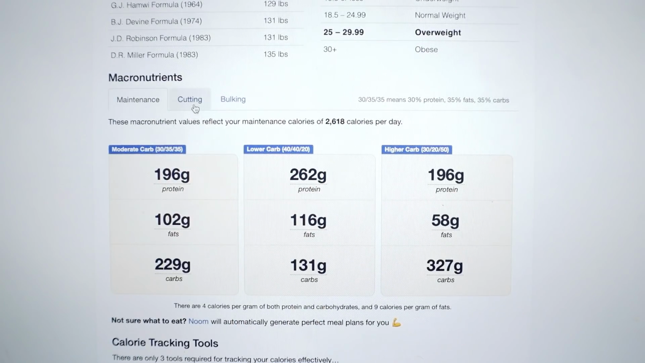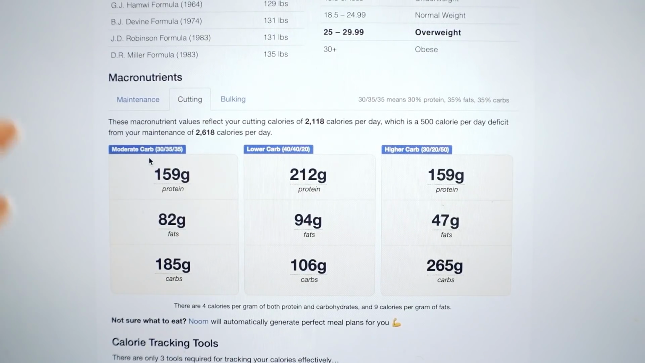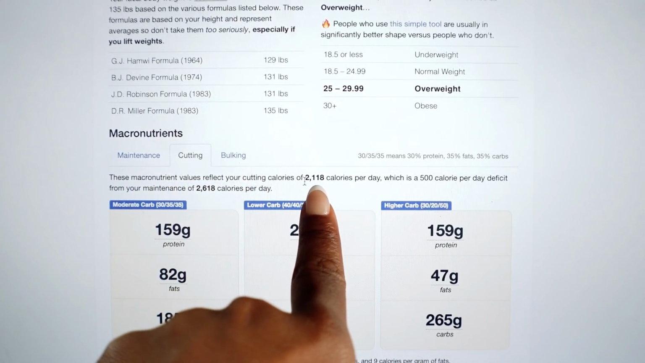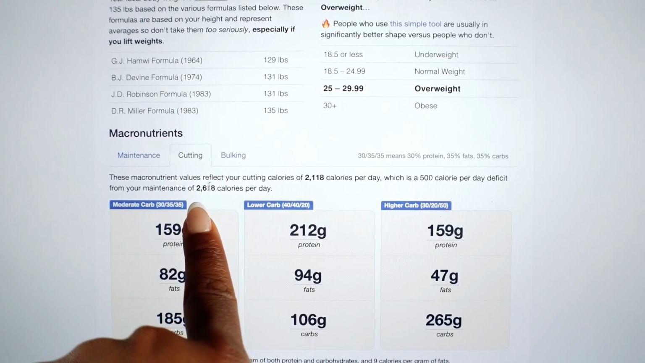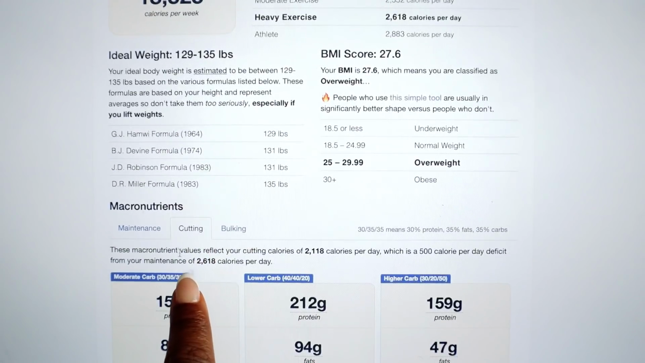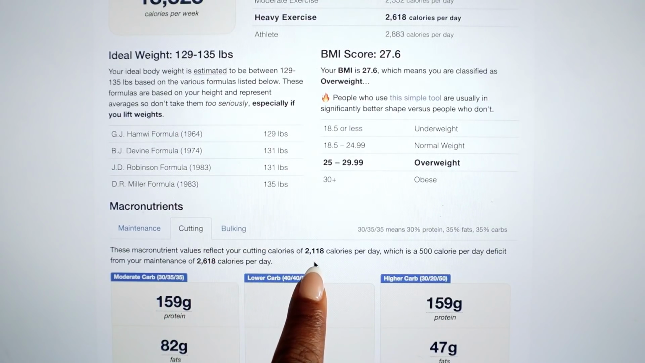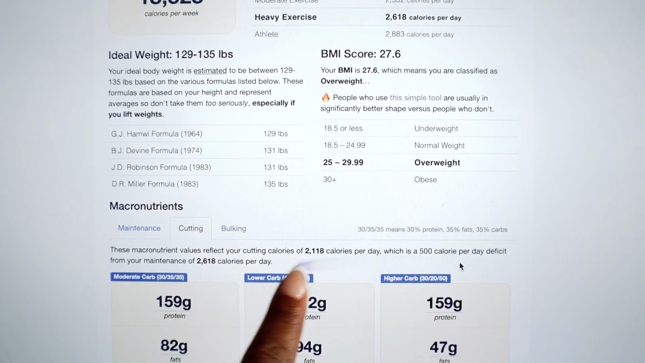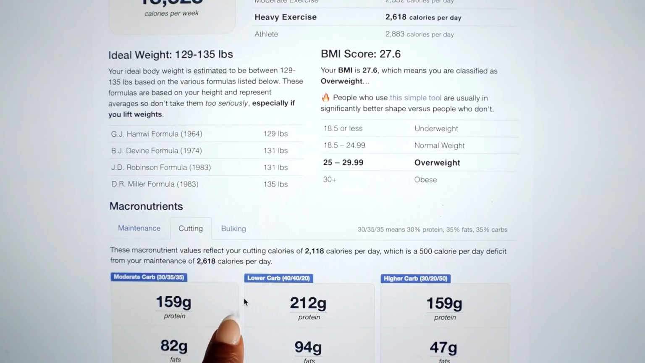Now, of course, I am still cutting. With that, these are going to be what they recommend my macros to be. My cutting calories, it does give you that breakdown as well. So it says my maintenance calories are that 2,600 number that shows up here at the top. From that, my cutting calories would be around 2,100, which would be a 500 calorie deficit, which is what we want, especially when it comes to losing weight.